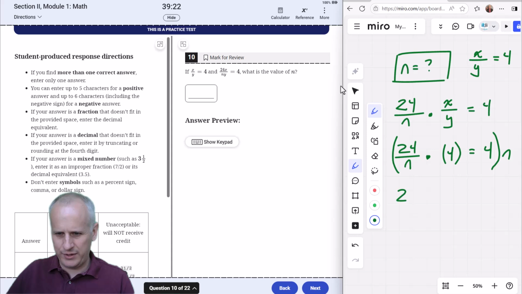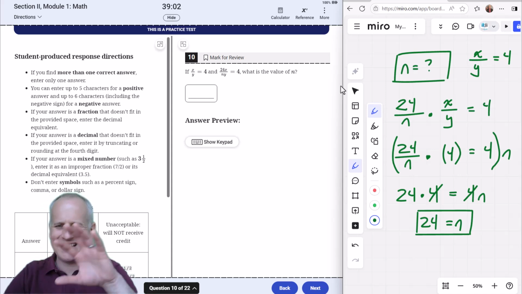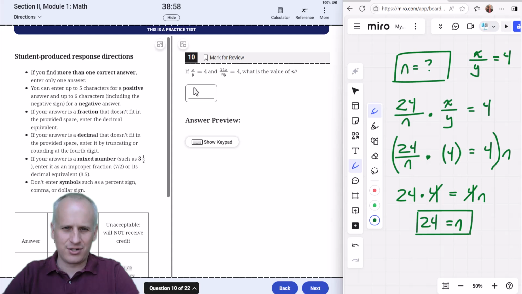So that means I've got 24, and I'm not going to process the 24 times 4. That's another mistake that folks make all the time. Just leave it as the factors. So 24 times 4 is now equal to 4 times n. Oh, 4's cancel out. 24 is equal to n, and I avoid so much unnecessary work by just leaving everything as the pieces and not trying to solve for x in terms of y and plug in different values. There's a much better and efficient way to work through this.